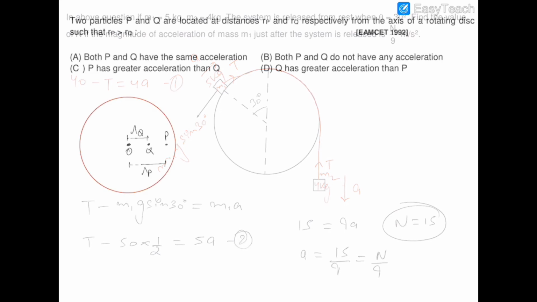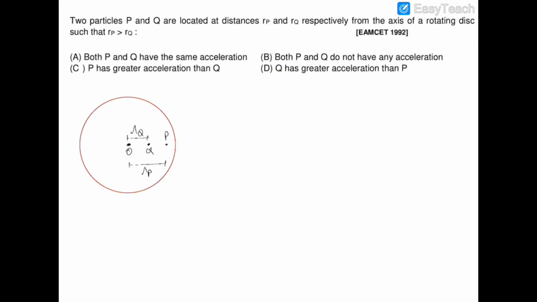In this question, there are two particles P and Q at distances Rp and Rq respectively from the center of a rotating disk, and we have to choose the correct options regarding their accelerations.